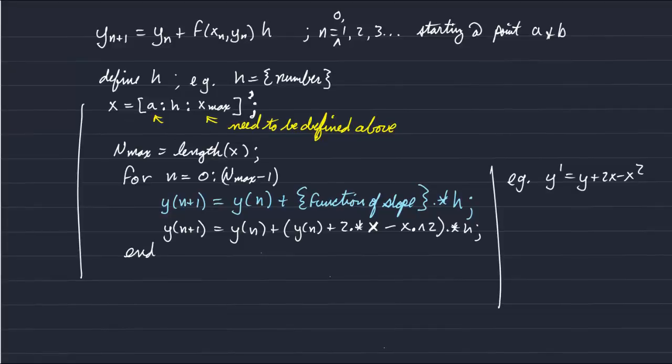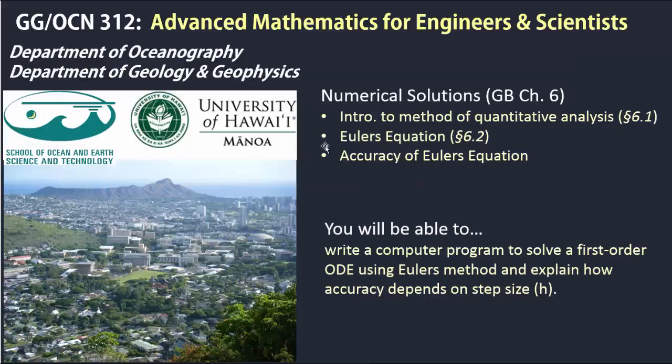So I think I'll end this video here and talk about errors in the next one. So again, we had an introduction to numerical methods, and we talked about how to use Euler's method as a very simple way to numerically approximate the solution for a first order ODE.